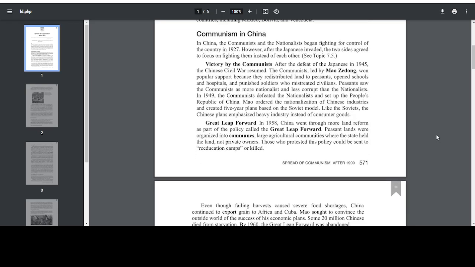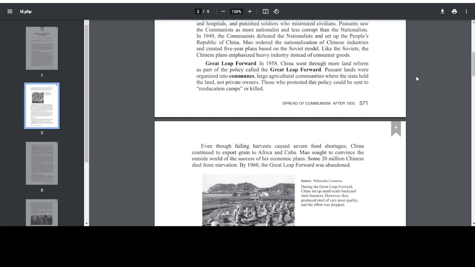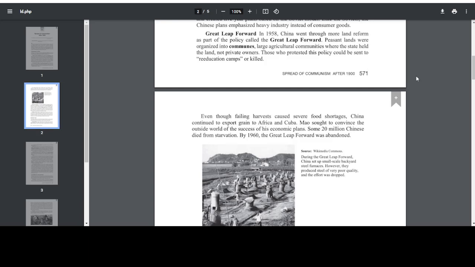Mao ordered the nationalization of Chinese industries and created five-year plans based on the Soviet model. Like the Soviets, the Chinese plans emphasized heavy industry instead of consumer goods. Great Leap Forward. In 1958, China went through more land reform as part of the policy called the Great Leap Forward. Peasant lands were organized into communes, large agricultural communities where the state held the land, not private owners.